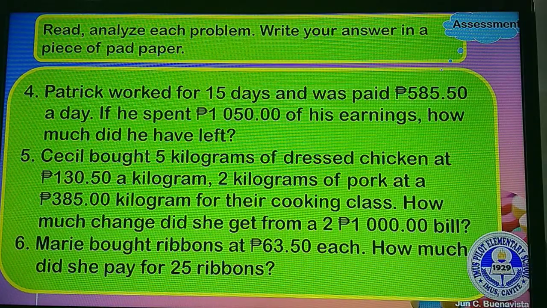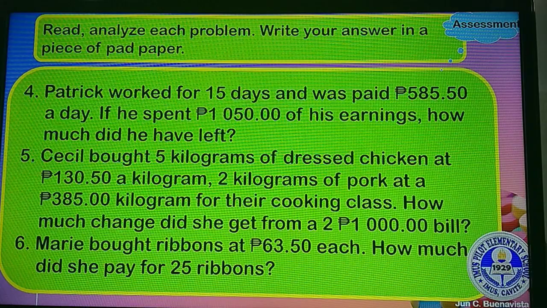Okay, number 5. Cecil bought 5 kilograms of dressed chicken at 130 pesos and 50 centavos a kilogram, 2 kilograms of pork at 385 pesos a kilogram for their cooking class. How much change did she get from a 1,000 peso bill? Ayan. So, again, number 5 is a non-routine problem because it involves 2 or more operations.